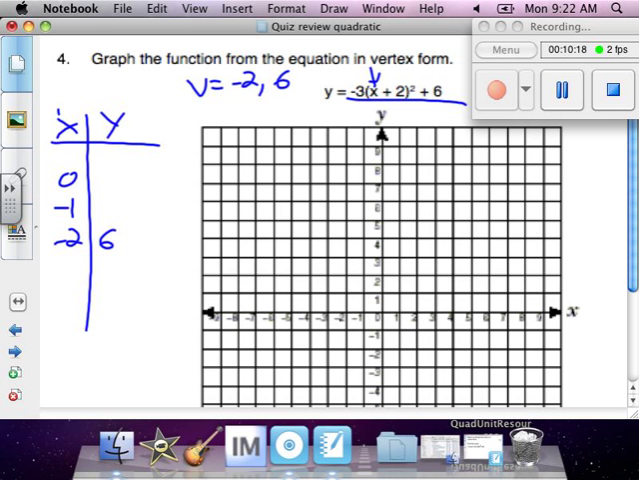Okay, I'm going to do this out loud without putting it in the calculator. I said negative 1 plus 2 gives me 1. 1 squared is 1. 1 times negative 3 is negative 3. Negative 3 plus 6 is 3. My calculator won't do it. It's an error.